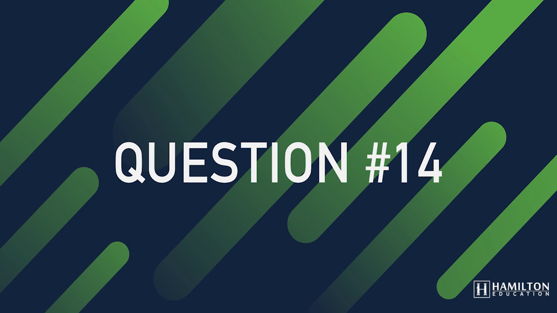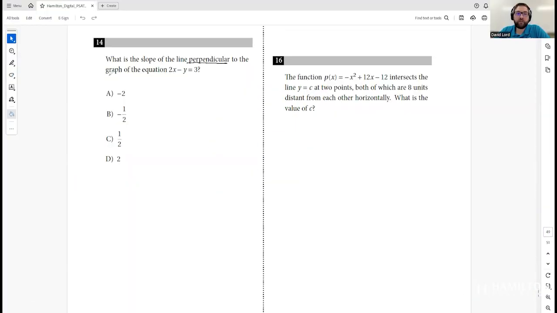Question 14. What is the slope of a line perpendicular to the graph of the equation 2x minus y? Well, we want to make it normal format, so I'm going to do -y equals 3 minus 2x, divide both sides by -1. Y equals -3 plus 2x. So the slope was 2.